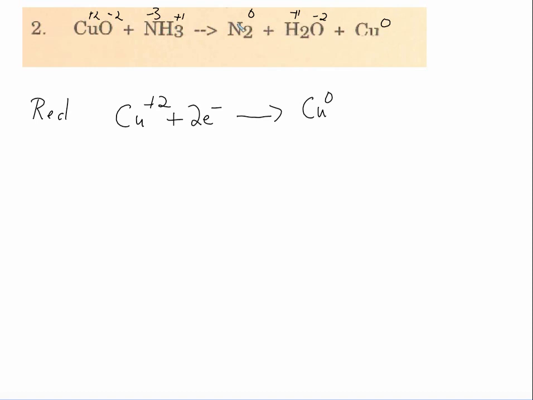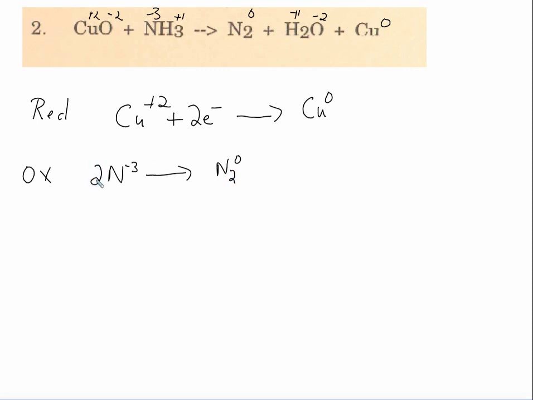If I'm looking through here, I see that nitrogen is -3, but then it's 0 over here. So the oxidation half reaction is nitrogen. It's -3 over here, and then it's 0 over here. So I know that the nitrogen's oxidation number is going up, so it's being oxidized. Now, before we figure out the electrons, we've got to balance the equation.